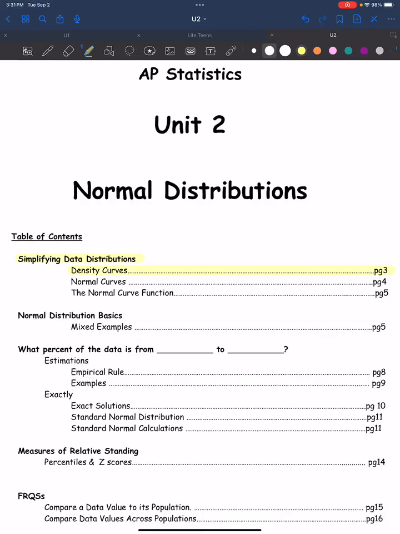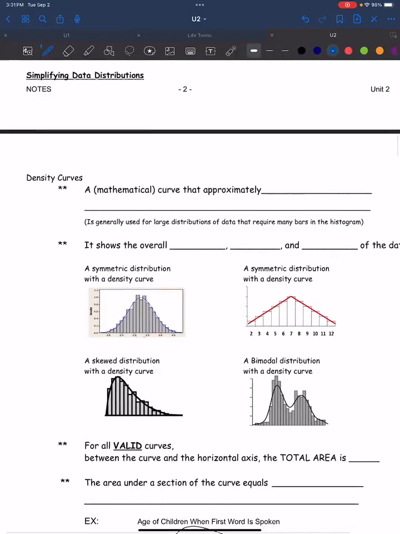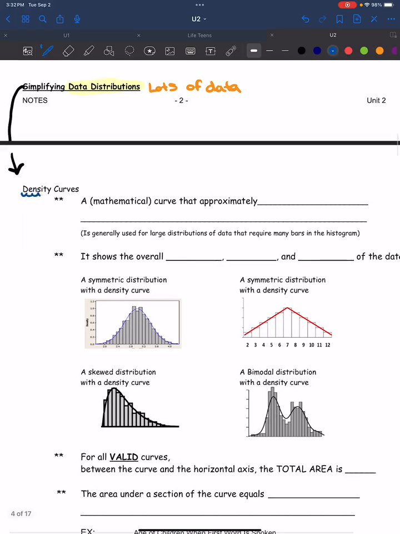Skim on down the page with me. We're going to go over to page 3. Mine printed a little bit bad, but hopefully yours is not. One way to simplify data distributions, or what a data distribution even is, that's just the collection of data. And we already talked about most data distributions have vast amounts of data. So it's not just a data set with 10 things. We're talking about hundreds or thousands of things. So today, in light of that, we're going to talk about density curves.